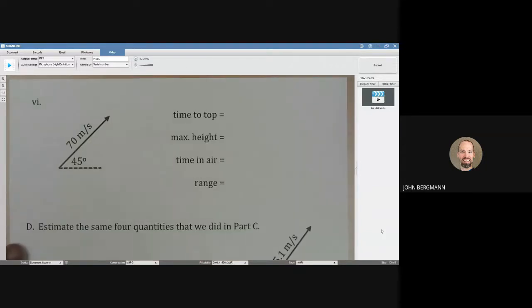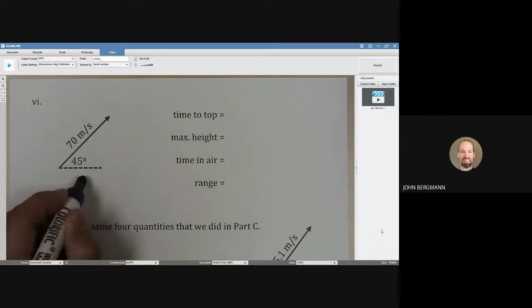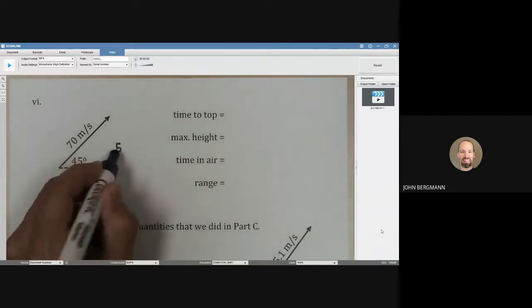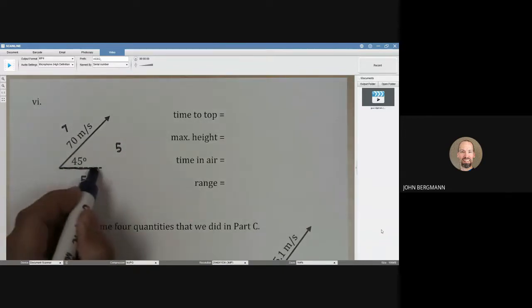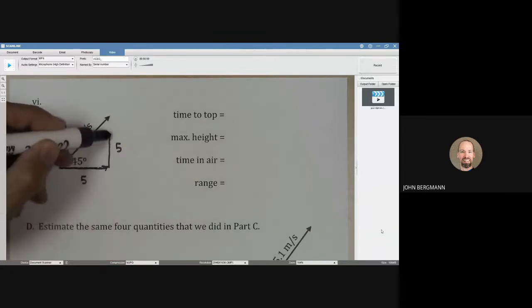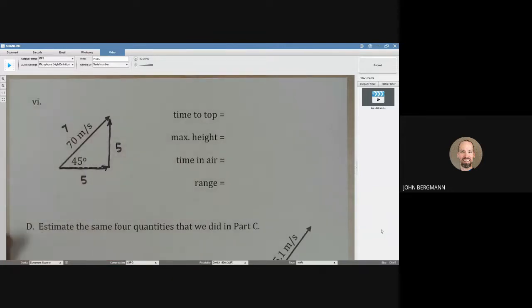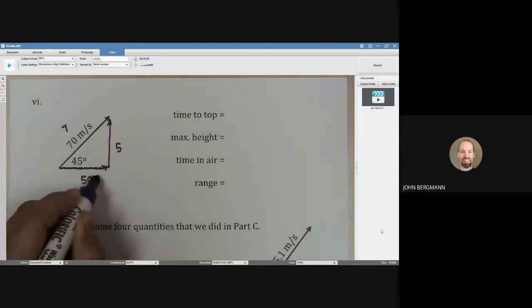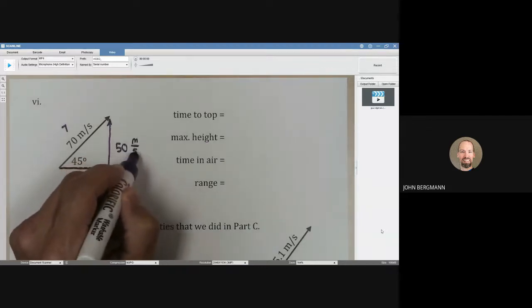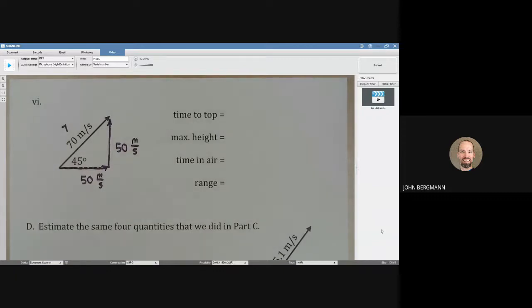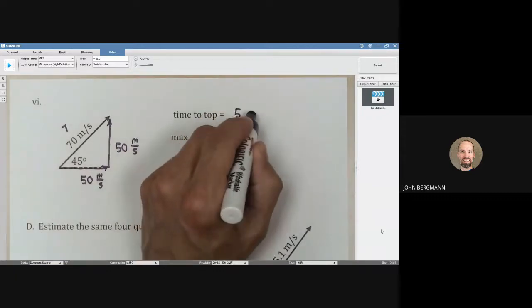What about this one? We mentioned in the last video that a 45, 45, 90 right triangle has the edge length ratios of 5, 5, 7. So what must be our initial x and y velocities here if we have essentially a 5, 5, 7 right triangle? Well, if this is 70 meters per second, then the initial x velocity is 50 meters per second, and the initial upward y velocity is also 50. That means it's going to take 5 seconds to get to the top.